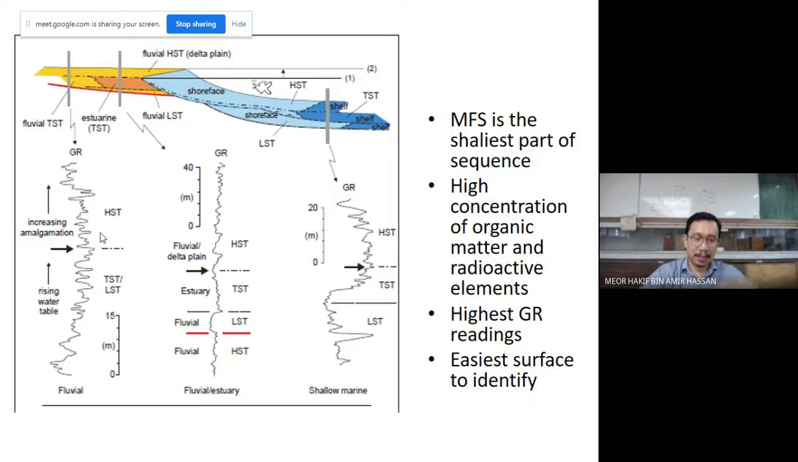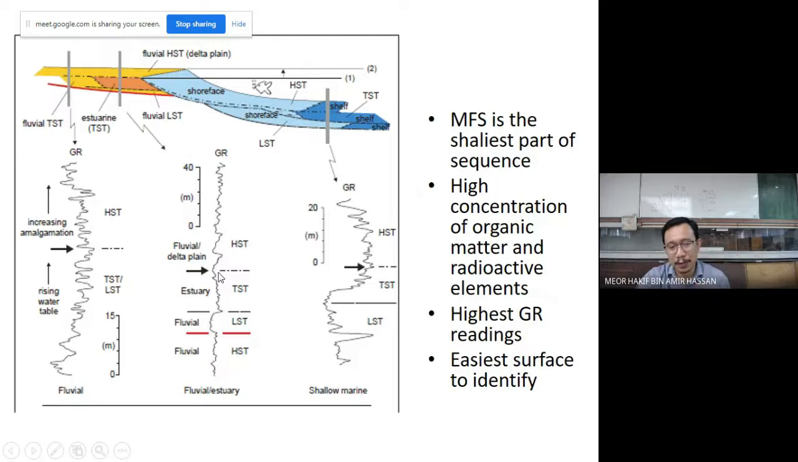But yeah, you get different kinds of patterns to your gamma ray depending on where you are in the basin. Maybe on land it looks like this. Maybe further seaward it looks like something like this. Fluvial, blocky sands at the bottom, low gamma, slightly higher gamma here, and here it's going to be subtle. If you want to identify the MFS, it's going to be a little bit subtler because overall the package is sandy. It's susah sikit nak kenal.